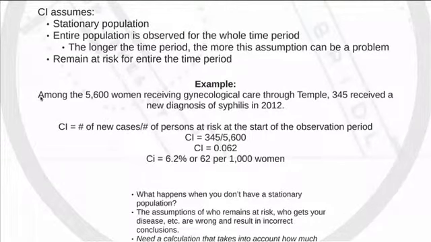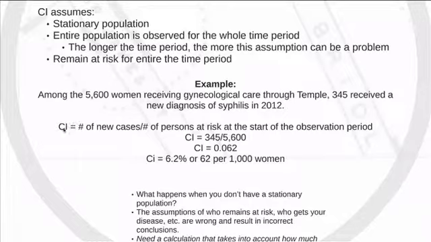Let's say we wanted to do a study where we tracked women receiving gynecological care through Temple. So we had a group of 5,600 women that we tracked through 2012. And over that 1-year period, 345 received a new diagnosis of syphilis. So let's calculate the cumulative incidence of syphilis among women receiving gynecological care at Temple in 2012.